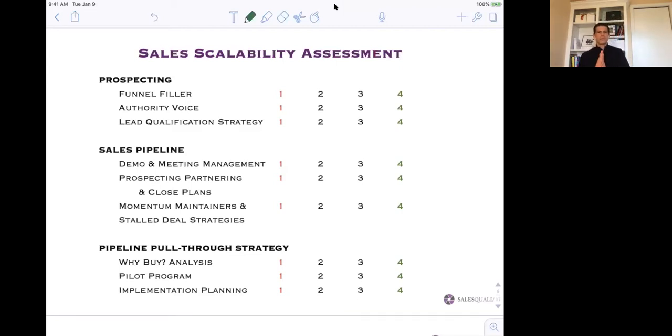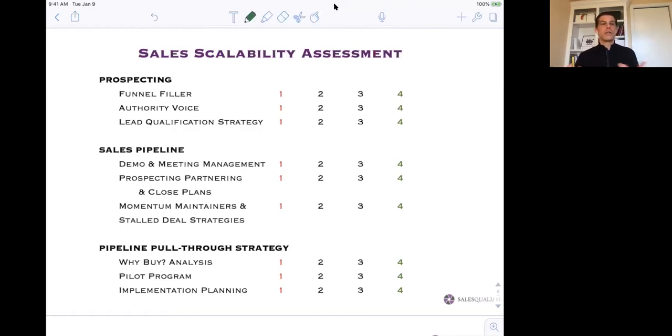Finally, at the bottom, pipeline pull-through strategy, the why buy analysis. So think of this as, are you collaborating with your prospects to show that their purchase is not a cost, it's an investment? Hey, we're gonna help you increase revenue by 20%. We're gonna help you reduce your cost by $300,000. When you implement our product, we're gonna remove that risk from your systems by X amount, right? Getting really, really specific, and even so much as having your prospect help you with that.